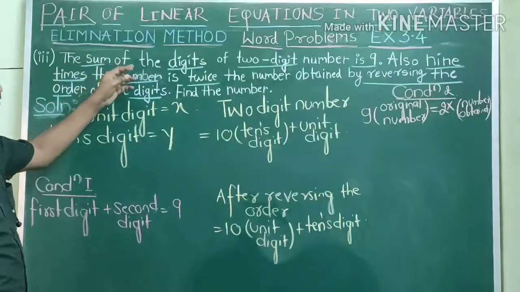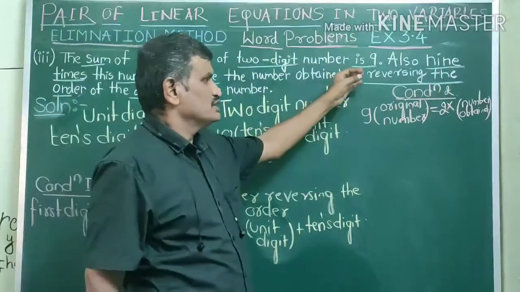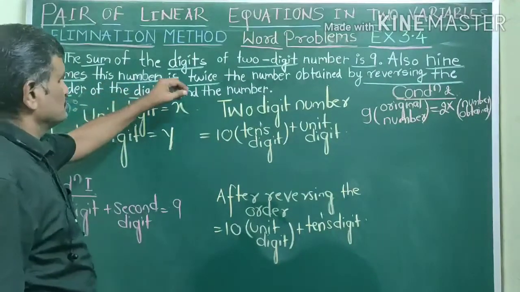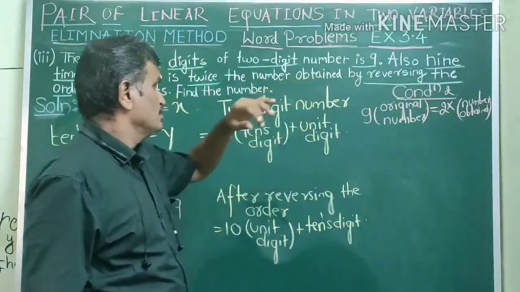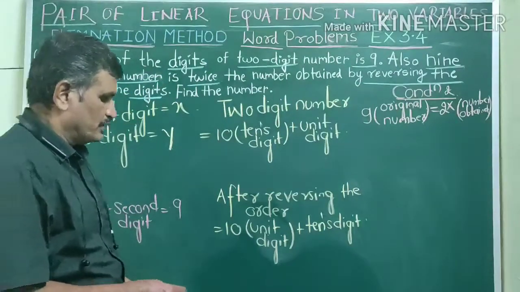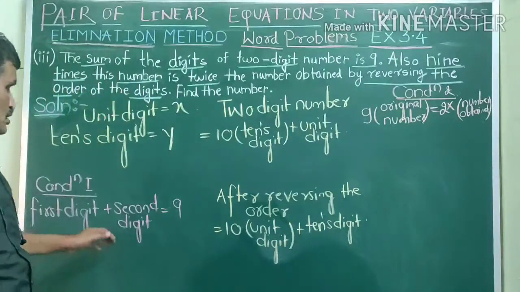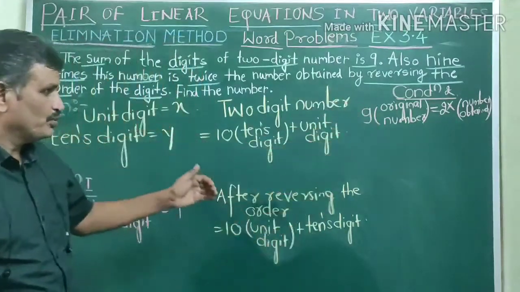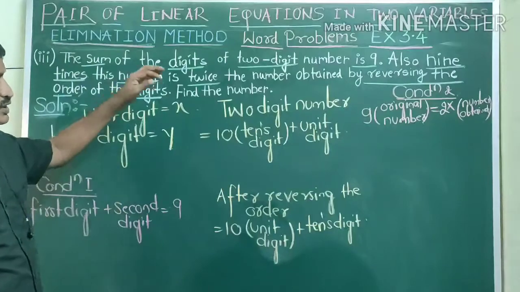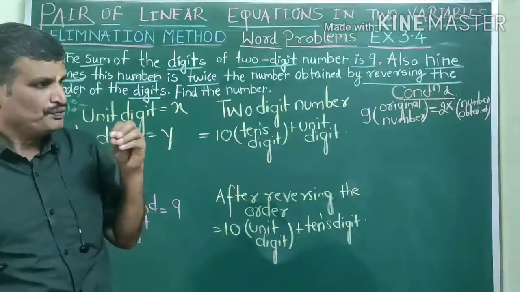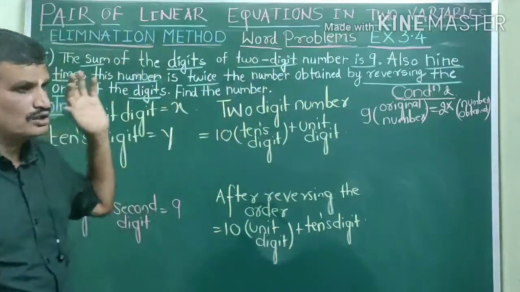The sum of the digits of a 2-digit number is 9. Also 9 times this number is twice the number obtained by reversing the order of the digits. Find the number. This is the question given. Once again you could see that I have written certain key points on the board, and those key points should always be there whenever you see a 2-digit number. Whenever I see the word 2-digit number, this key point should be there on the board.